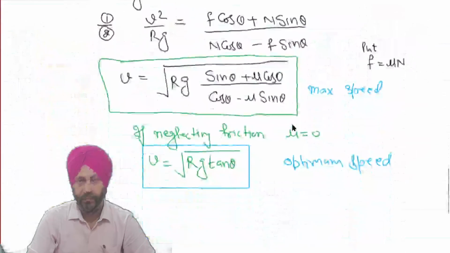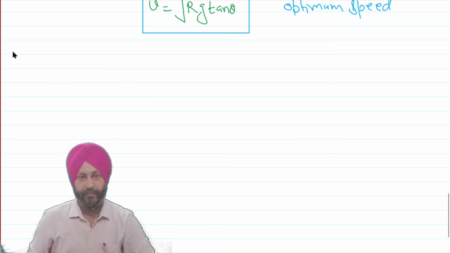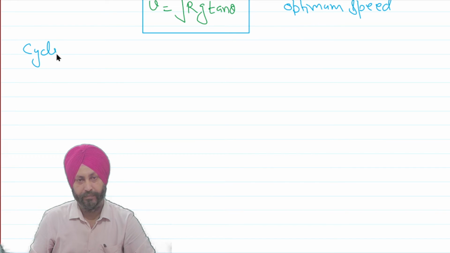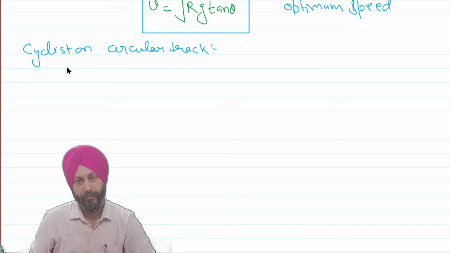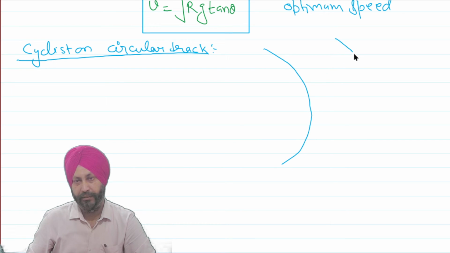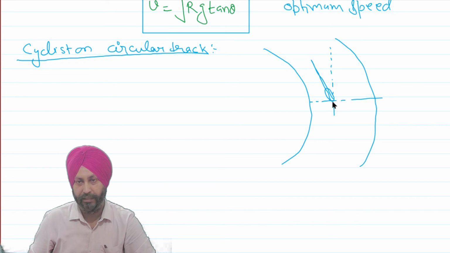Yes, sir. Now last is cyclist on a circular track. There is a cyclist moving on a circular track. Simple, this is a circular track. Now the cyclist is taking a turn, so the cyclist needs to bend a bit. This is the cycle, cross section in front of you, here is the handle, a bell is fitted.